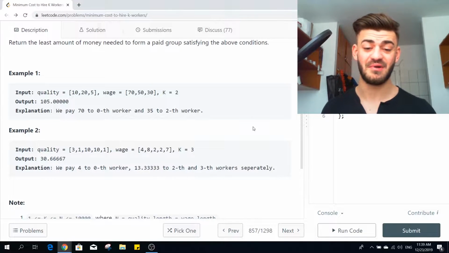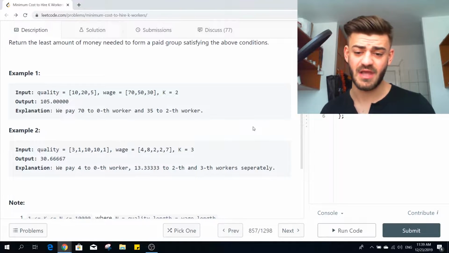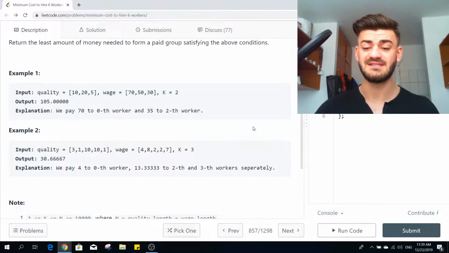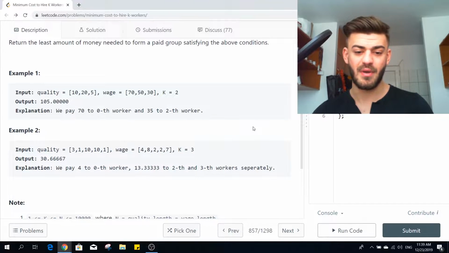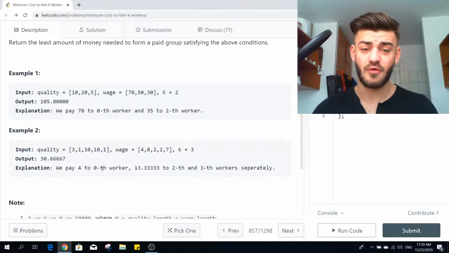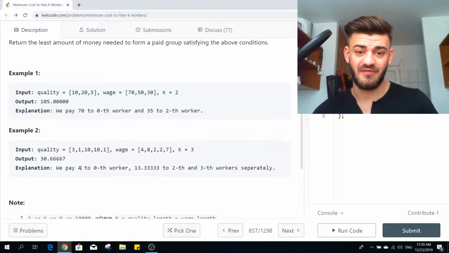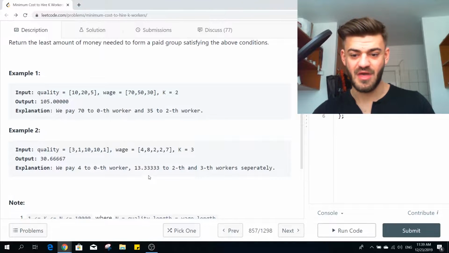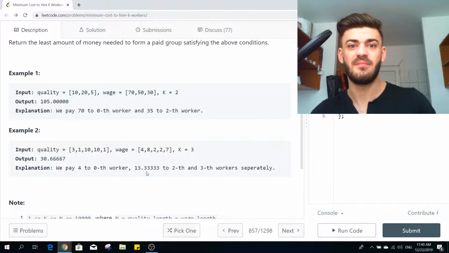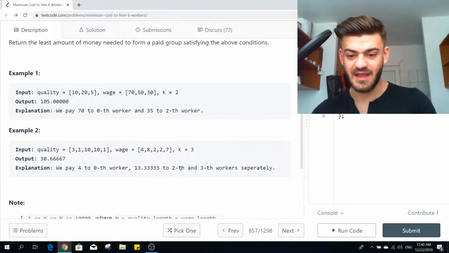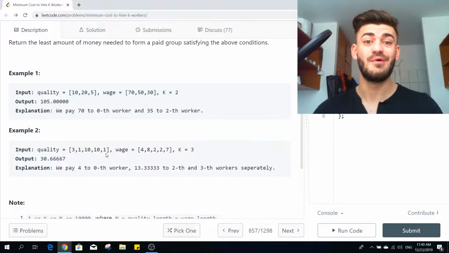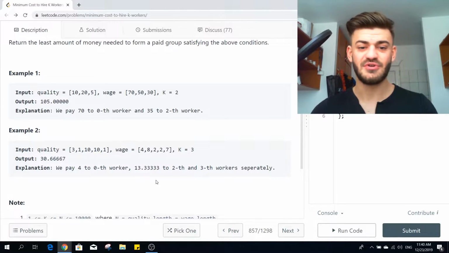Now, let's check example number 2. 5 workers, the qualities are there, wages are there, and K equals 3. And they are choosing the 0th worker, the second, and the third worker. Perfect. Now, we pay 4 to the 0th worker. That means 4 divided by its quality, which is 3, should be equal to 13.333 divided by the second, which is 10, and 13.333 divided by 10, which holds, right? So, these are the examples, guys.